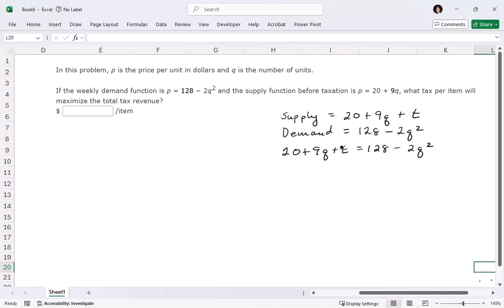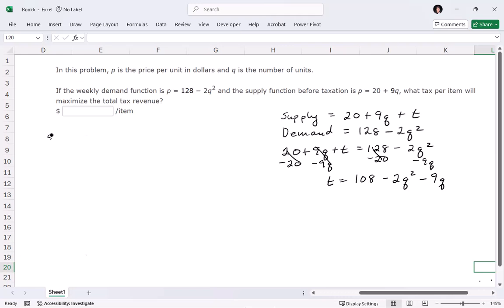And then isolate T in this equation so that you get a formula that will build T based on Q. So let me subtract 20 and subtract 9Q. T will be 128 minus 20 is 108, and then I had negative 2, that was a Q squared, and then negative 9Q, those aren't similar, so they don't combine. So now I have T built on Q.